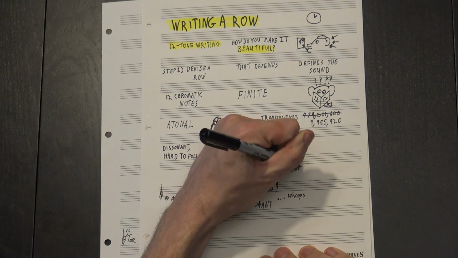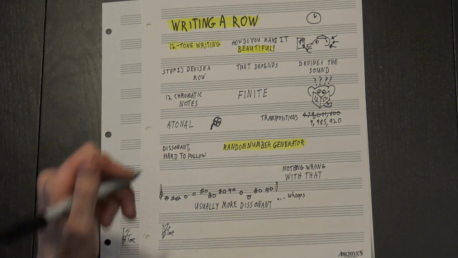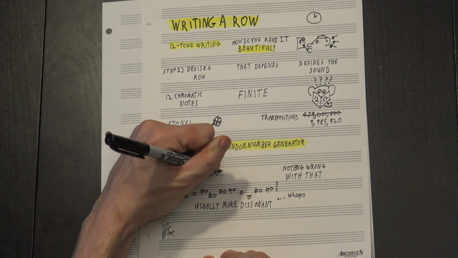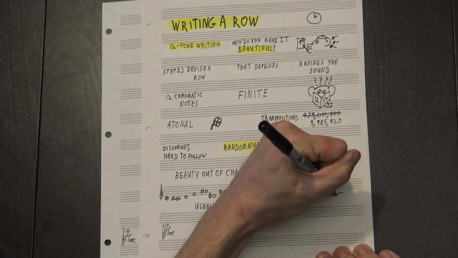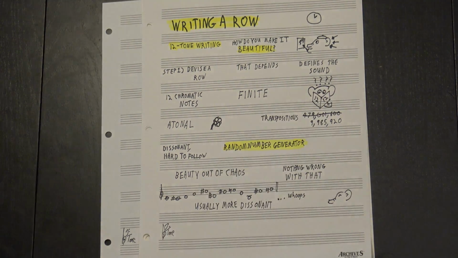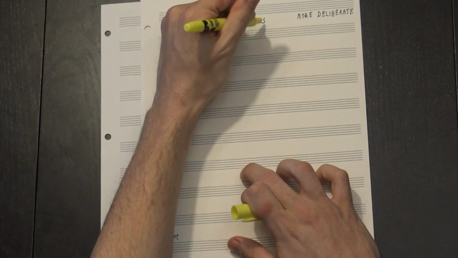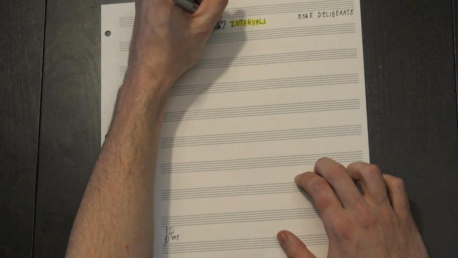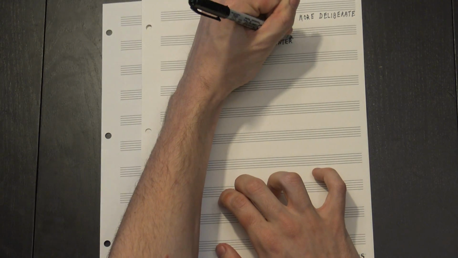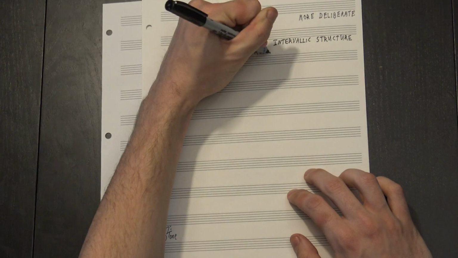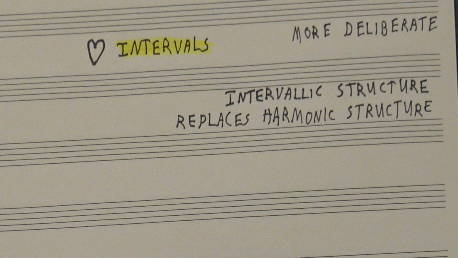Maybe that's what you want though, and there's nothing wrong with that. It can also be a fun challenge to try and make something beautiful out of pure chaos. So if that idea appeals to you, go ahead, knock yourself out. If you want to be a little more deliberate with it though, you have to start looking at intervals. Intervals are the heart of 12-tone composition. Intervallic structure and the relationship between notes serve as a replacement for harmonic structure, and which intervals you use have a huge effect on the sound of your row.